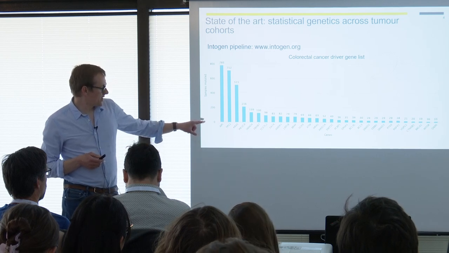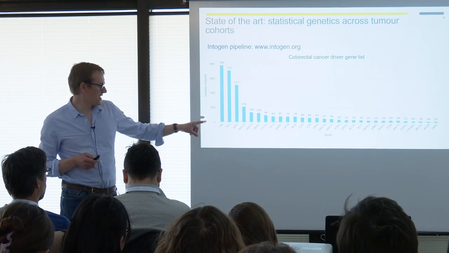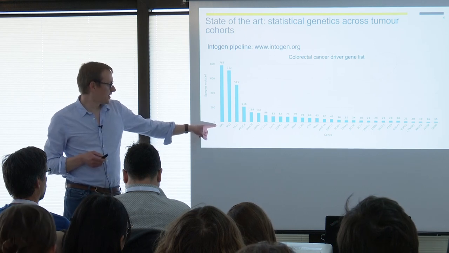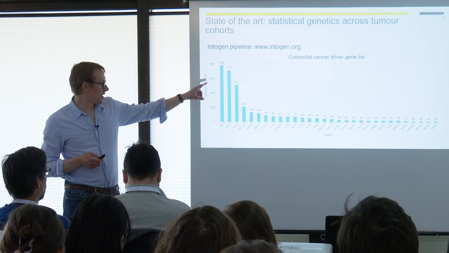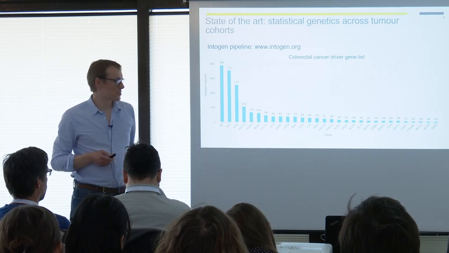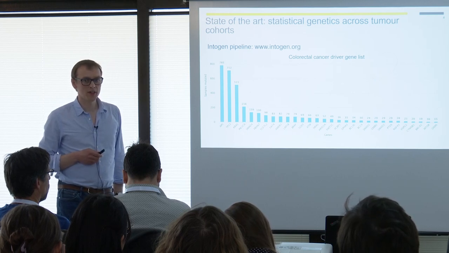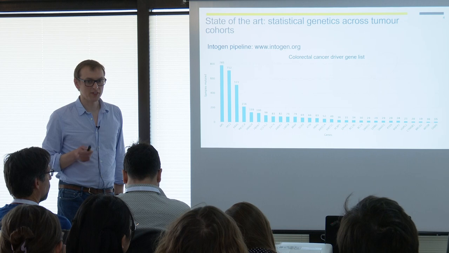And so here you can see, you can maybe read, there are very familiar cancer gene names. So this first hit is APC, and that's in virtually all colorectal cancers. The next one is P53, RAS, and then there's this long tail of other genes which are called as drivers by this analysis. So that's great.